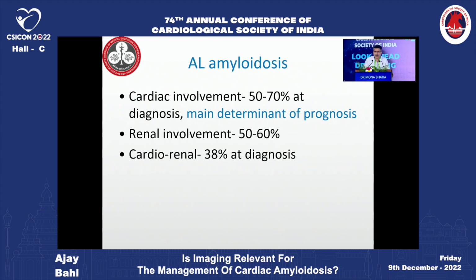So cardiac involvement in AL amyloidosis is very common. It's around 50 to 70% of all patients with AL amyloidosis will have a cardiac involvement, and this is the main determinant of prognosis. The other common organ involved is the kidney, and cardiorenal involvement of both heart and kidneys is around 40% of individuals.